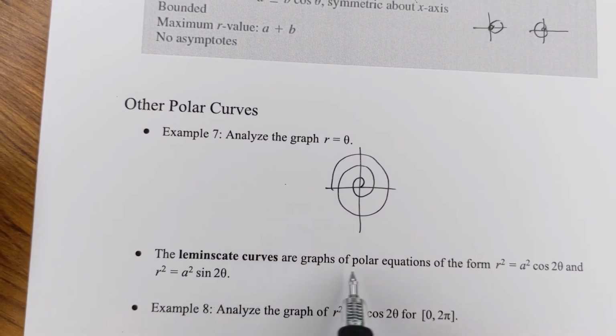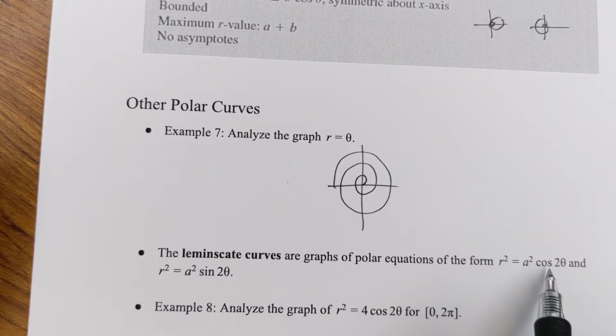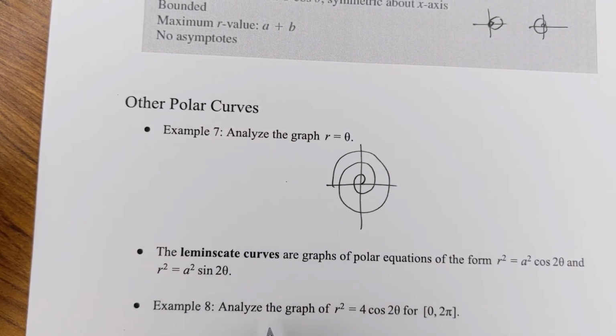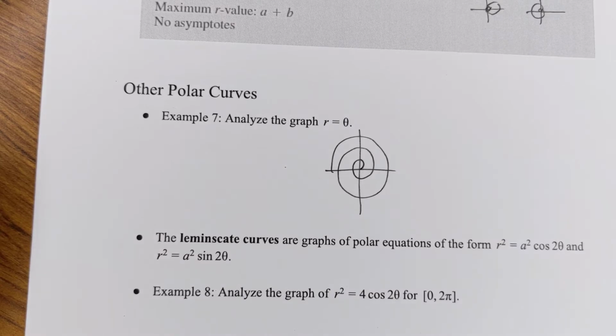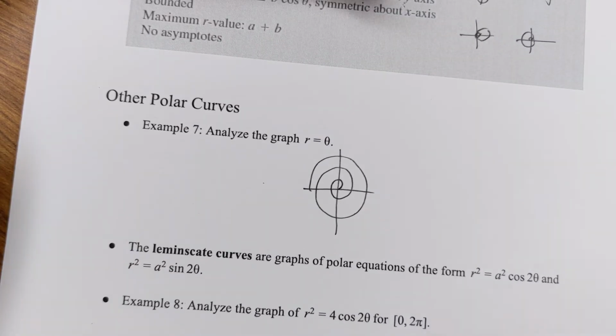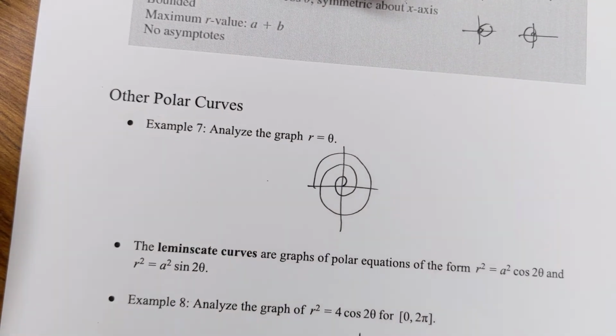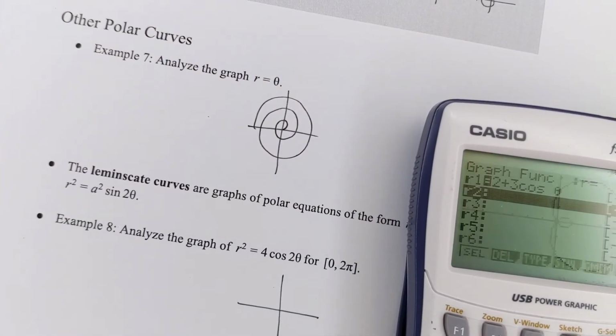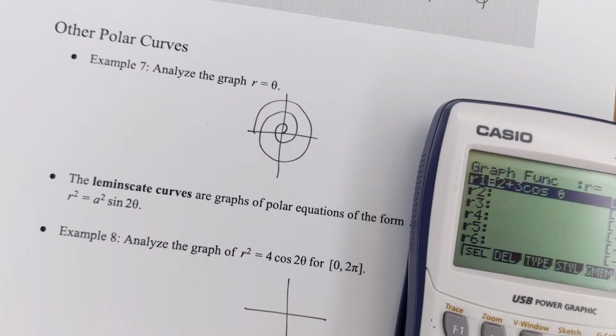Lemniscates are the graphs where you have r squared equals a squared cos 2 theta or a squared sine 2 theta. What a lemniscate looks like is essentially an infinity loop. If you look at the graph, this one you have to be careful of on your calculator because your calculator can't take r squared.